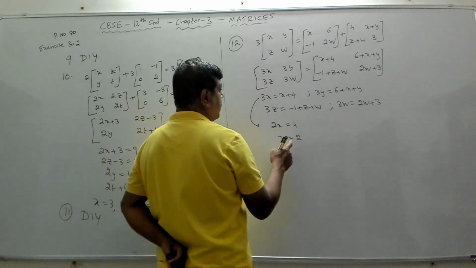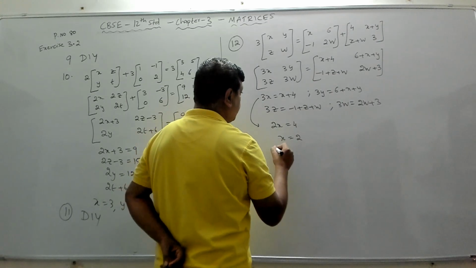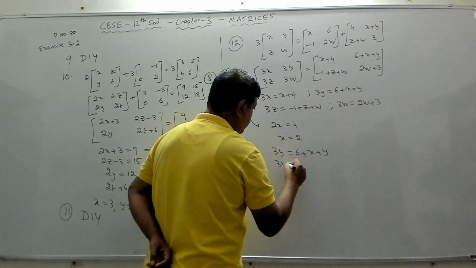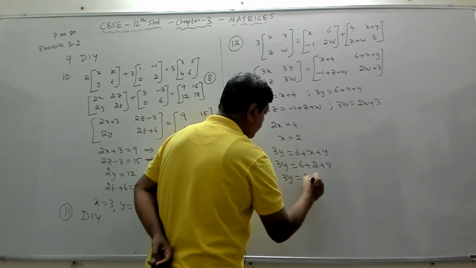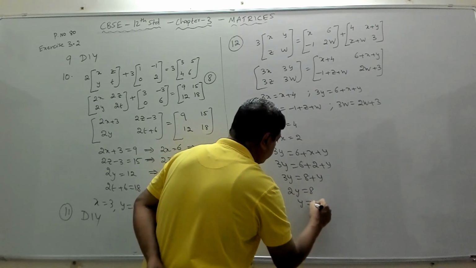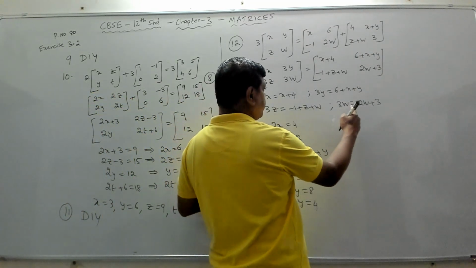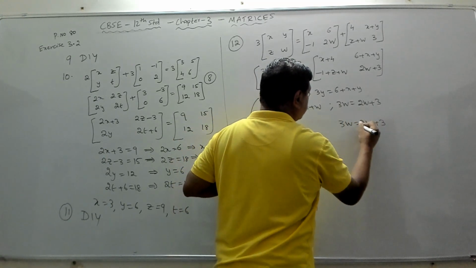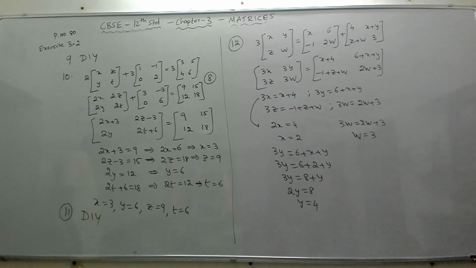Right? Now substituting x is equal to 2 here, we get 3y equal to 6 plus x plus y. So 3y equal to 6 plus 2 plus y. So 3y equal to 8 plus y. So you get 2y equal to 8 and y is 4. Next, we can take this equation and find w. So 3w equal to 2w plus 3 gives you w as 3.